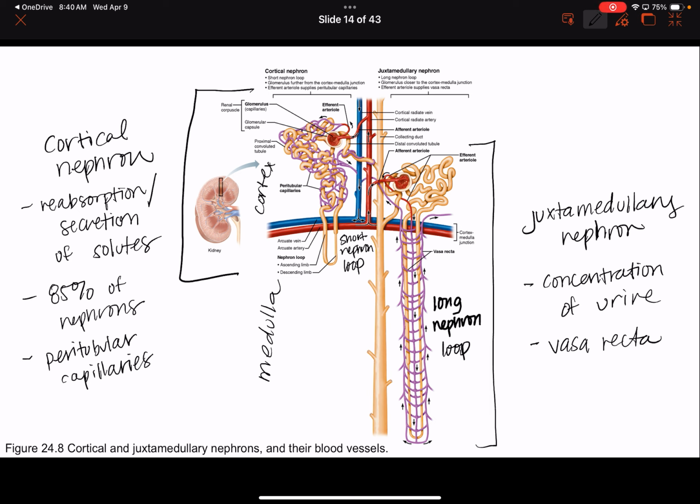So we're going to talk mostly about the peritubular capillaries, not the vasa recta. Just know it for anatomy and the difference between the two. All right, any questions about those two types of nephrons?